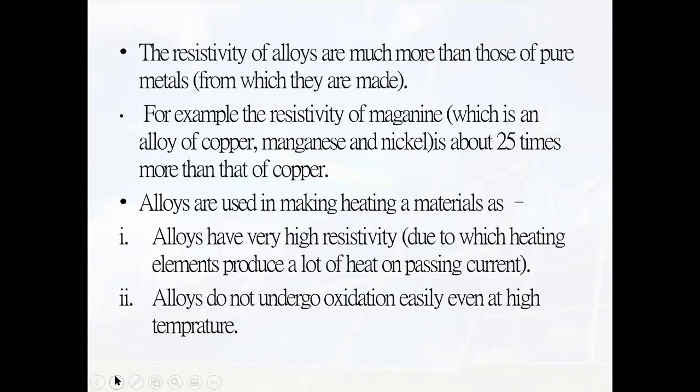Now the resistivity of alloys is much more than those of the pure metals from which they are made. For example, the resistivity of manganin, which is an alloy of copper, manganese and nickel, is about 25 times more than that of copper. Alloys are used in heating materials, as alloys have a very high resistivity, due to which heating elements produce a lot of heat on passing current. And alloys don't undergo oxidation easily even at high temperature.